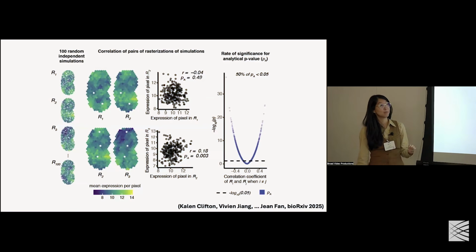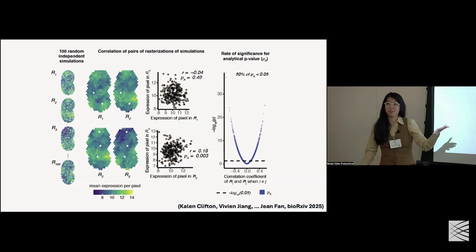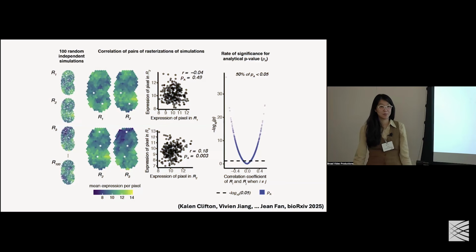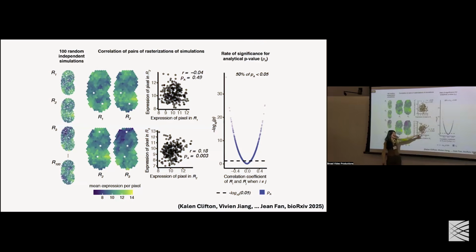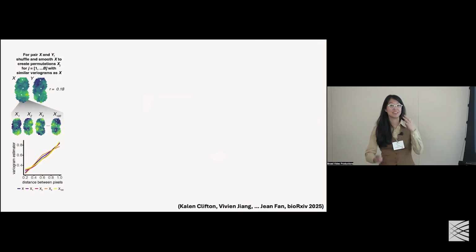So we would expect to see 5% false positives if the underlying null distribution was appropriate, but instead we see 50% false positives. We're calling a lot more things as significantly correlated, even though they're actually independent from each other. So this is just to say this can become an issue. How do we fix this issue?